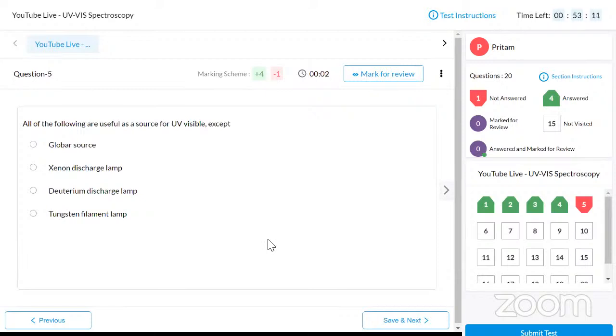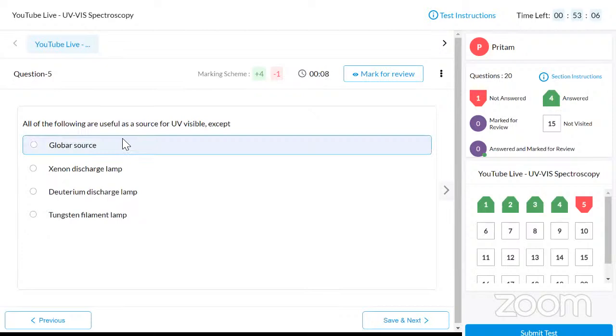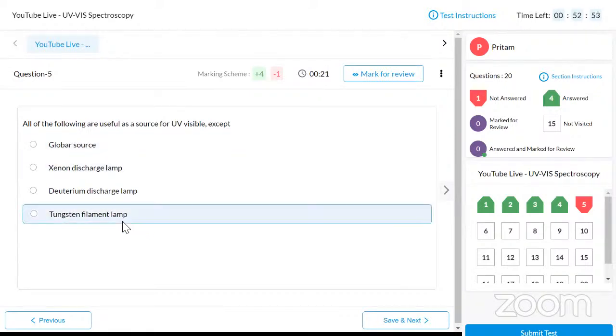All of the following are useful as a source of UV visible, except which of the following? That is what the question means. We have option A, glow bar source. Second option, xenon discharge lamp. Option C, deuterium discharge lamp. And the last option is tungsten filament lamp. Let us go through the options one by one.